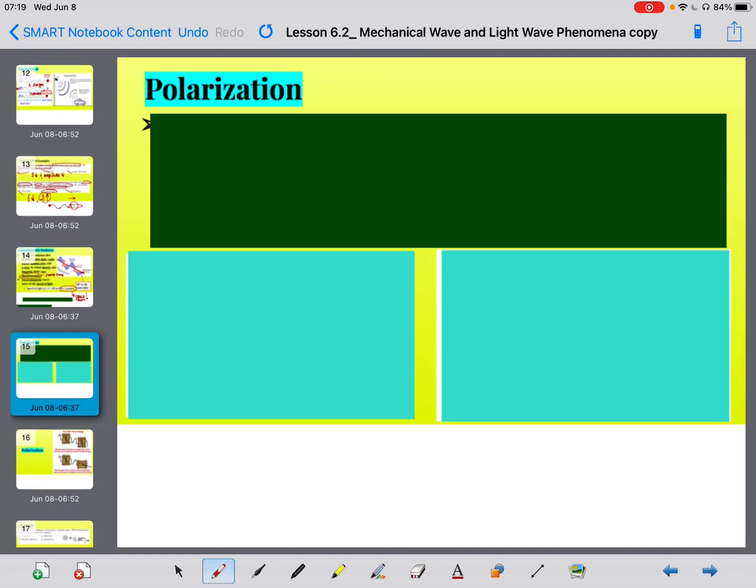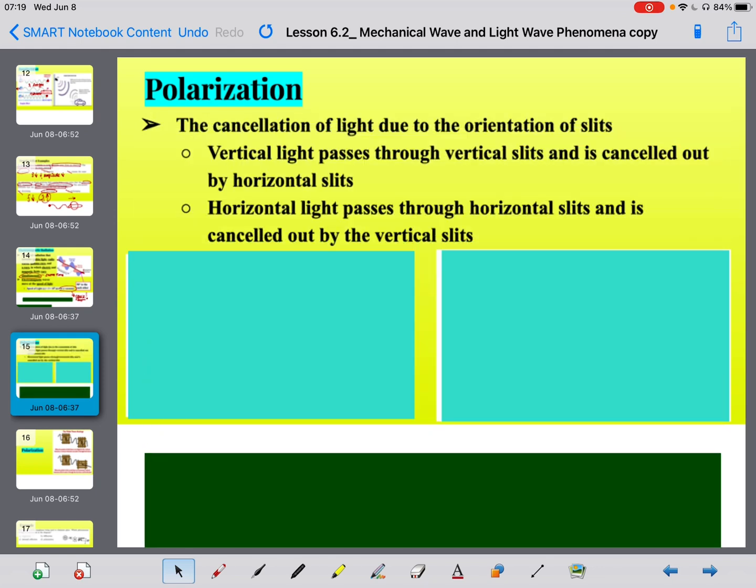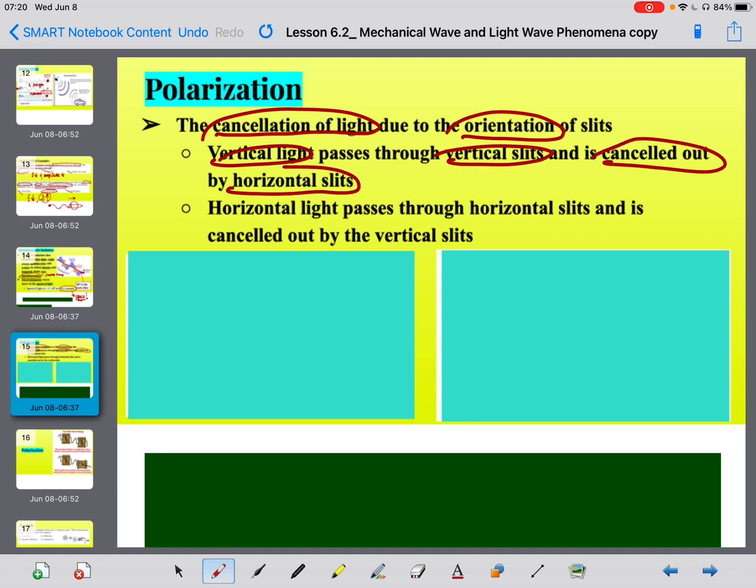So, kind of going through the motions, we're going to talk about this next phenomenon called polarization. So, if you've ever heard of polarized sunglasses, well, this is it. So, what is polarization? Well, it's just a cancellation. Let me get my words straight. Cancellation of light due to the orientation of the slits, right? So, vertical light is going to pass through vertical slits. However, it'll be canceled out by horizontal ones. And likewise, if you have horizontal light passing through a horizontal slit and you add another slit that is vertical, it is going to cancel out that horizontal light because that vertical slit is clearly a different orientation compared to the horizontal one.